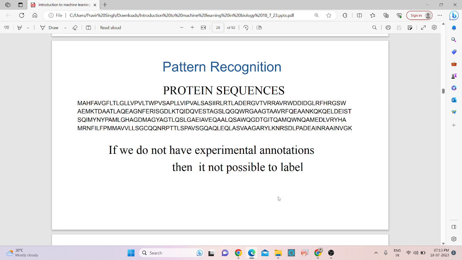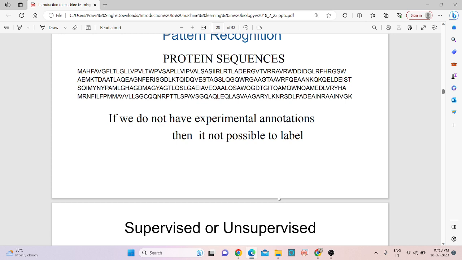If we do not have experimental annotation, it's not possible to label. So we cannot use supervised learning for that.